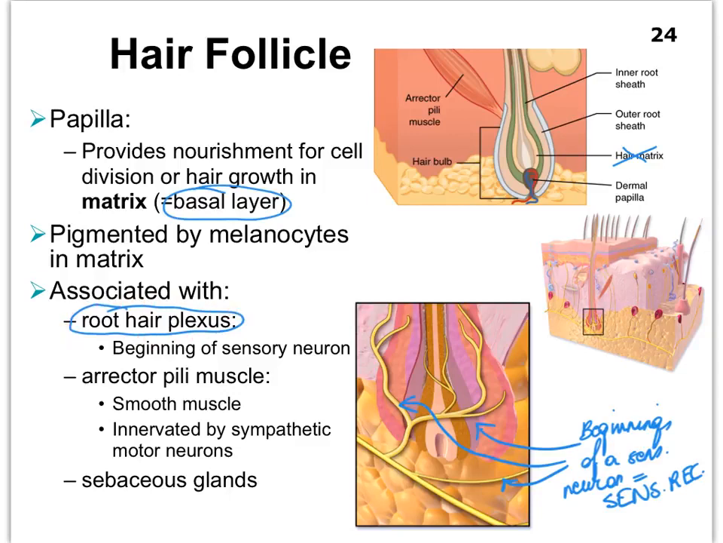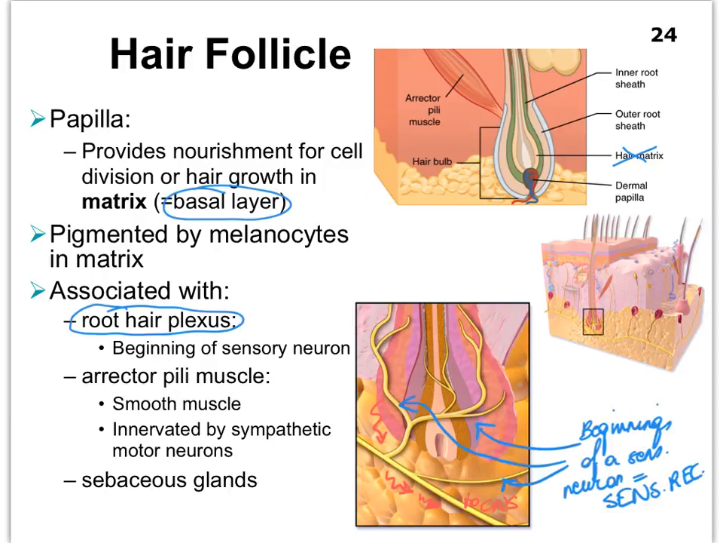So let's say a little bug is crawling on you, which is pushing against your little hair follicles. The movement of the hair follicles is detected, is sensed by this root hair plexus, is sensed by this beginning of this sensory neuron. And consequently, we're going to see that electrical signals are going to be sent down this sensory neuron towards our central nervous system, the brain, and the spinal cord, particularly the spinal cord first, and then eventually the brain.